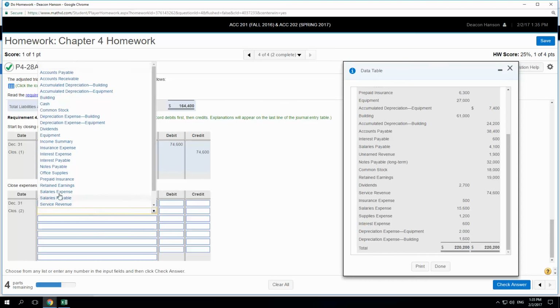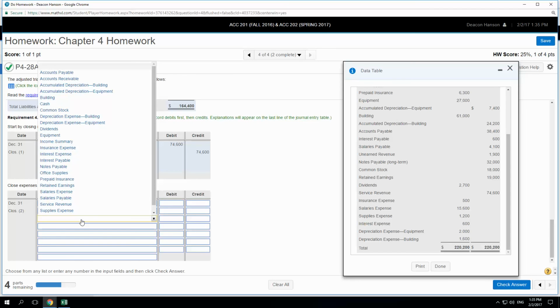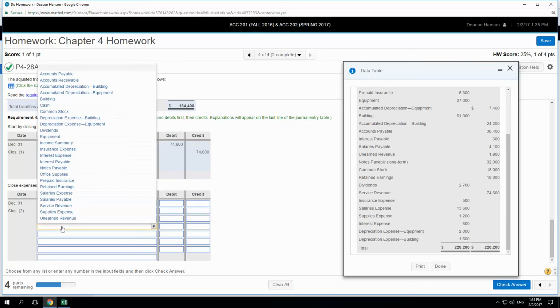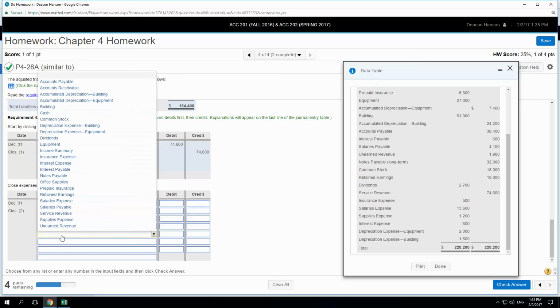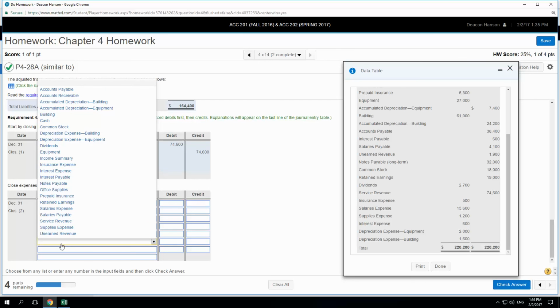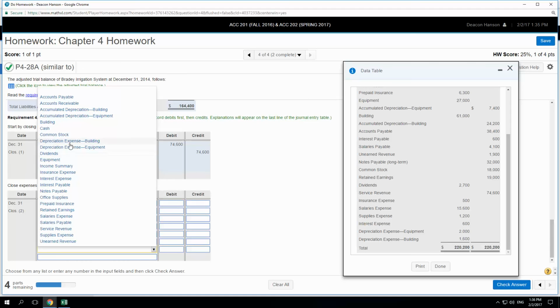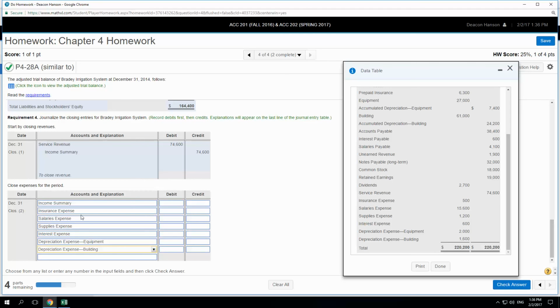So I have insurance expense. I have salaries expense. I have supplies expense. I have interest expense. I have depreciation expense on the equipment and depreciation expense on the building. Okay. So what I'm going to do is bring those numbers over here.